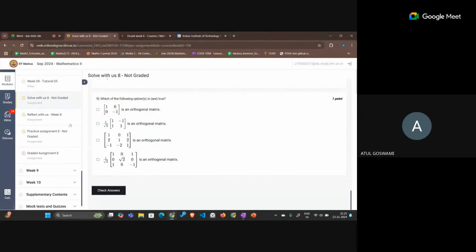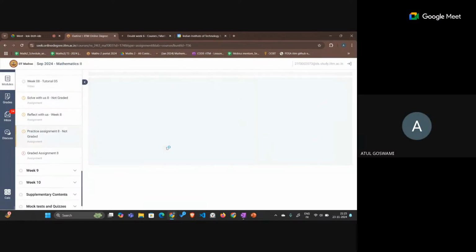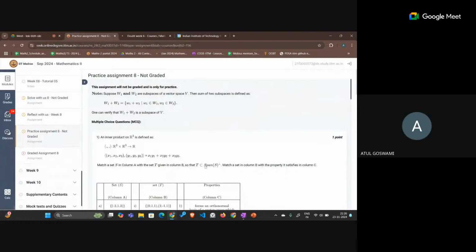Now we have solved this entire exercise. Should we solve the practice assignment? Before solving, I just want to ask you. You haven't solved this practice assignment for week 8, right? Has anyone already solved it? Abhijit, you have already solved. Yes, sir. Okay, and what about others? Okay, so let's discuss that.